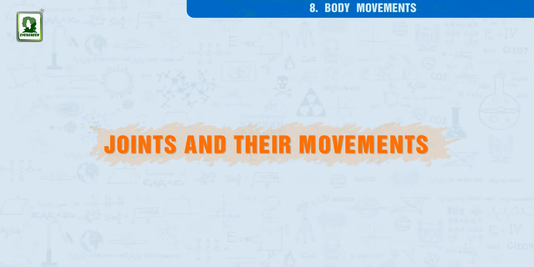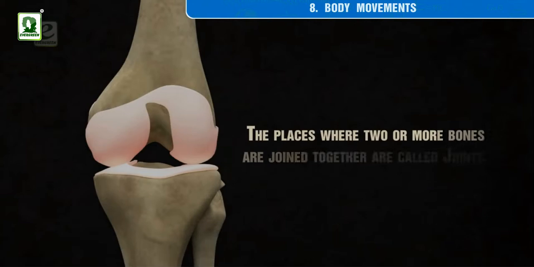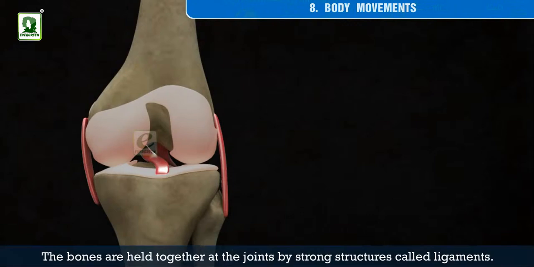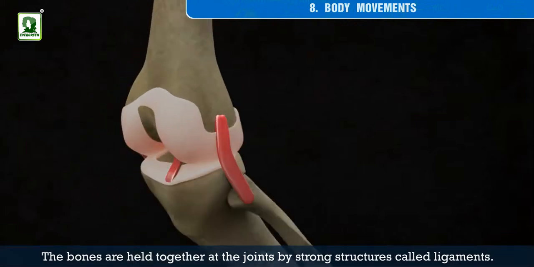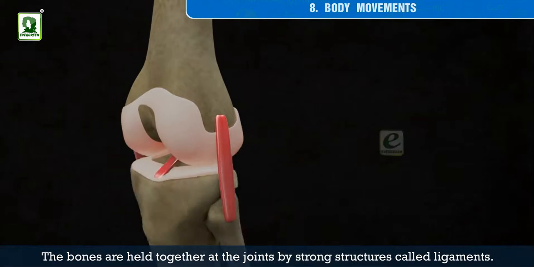Joints and their movements. The places where two or more bones are joined together are called joints. The bones are held together at the joints by strong structures called ligaments.